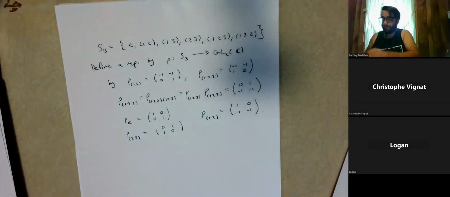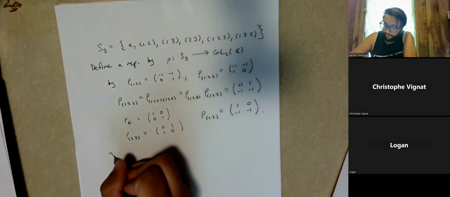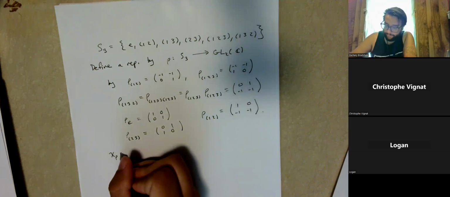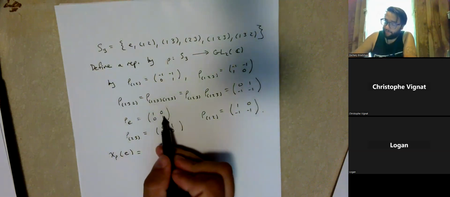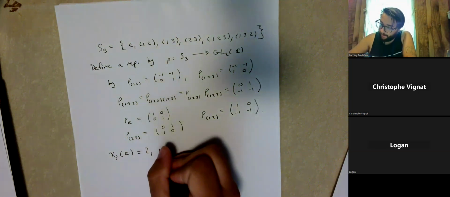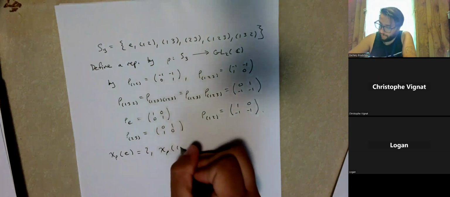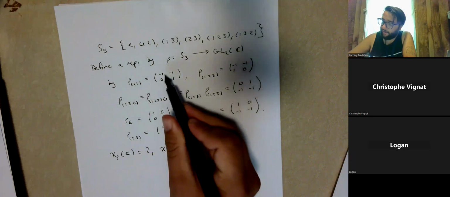Okay, so let's see the theory in action here. What do we have to do? We need to compute the characters of these things. Chi rho of E, well, that's just the trace of this matrix, which is 2. Chi rho of (1 2). So here's my (1 2) matrix. -1 plus 1 is 0.